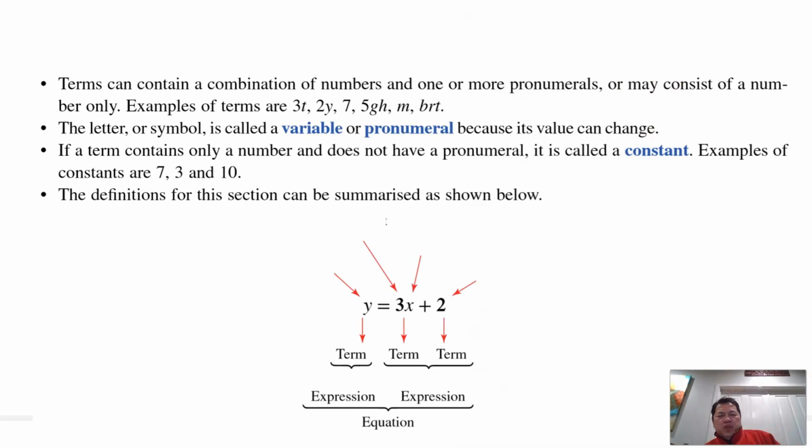So in this expression, there are few terminology that you need to learn, especially for those people who want to move on to methods. You need to know these concepts. Whenever you have an expression, y equals to 3x plus 2 is an expression and equation here. So y is an expression, 3x plus 2 is also an expression. So this whole thing is an equation.